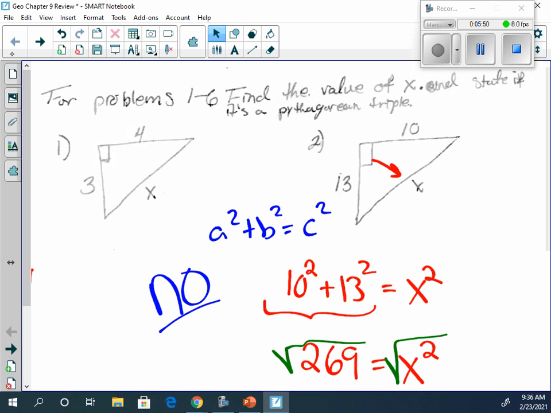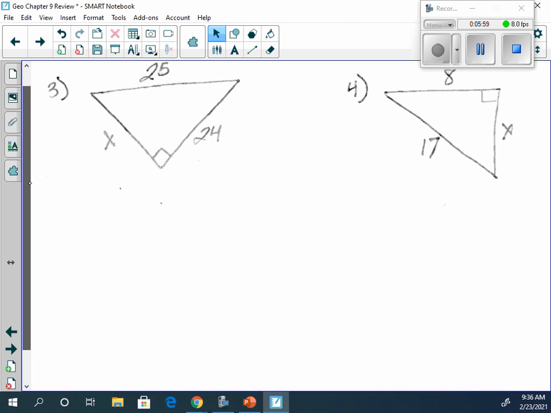I'm assuming from everyone's silence we're good with this here. If you do have questions, please ask. Okay. So let's look at the next two here, 3 and 4.